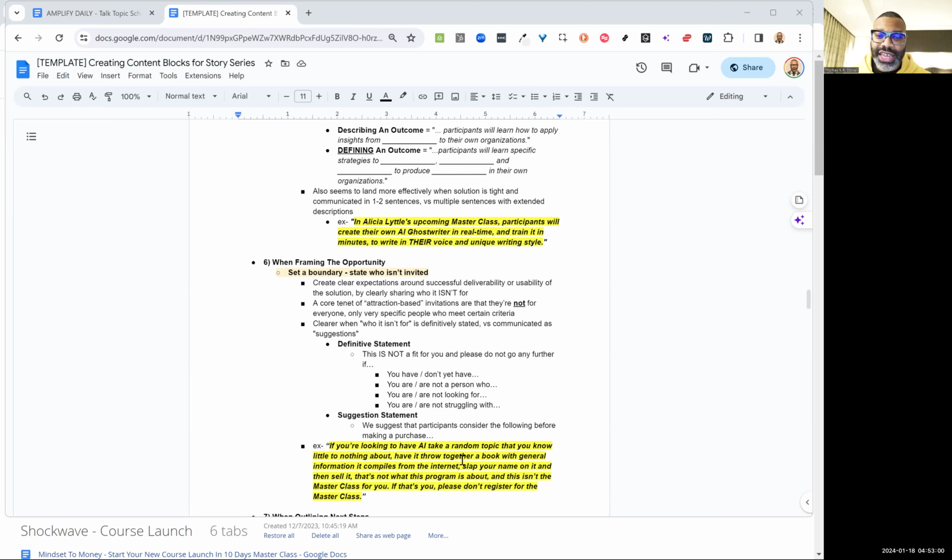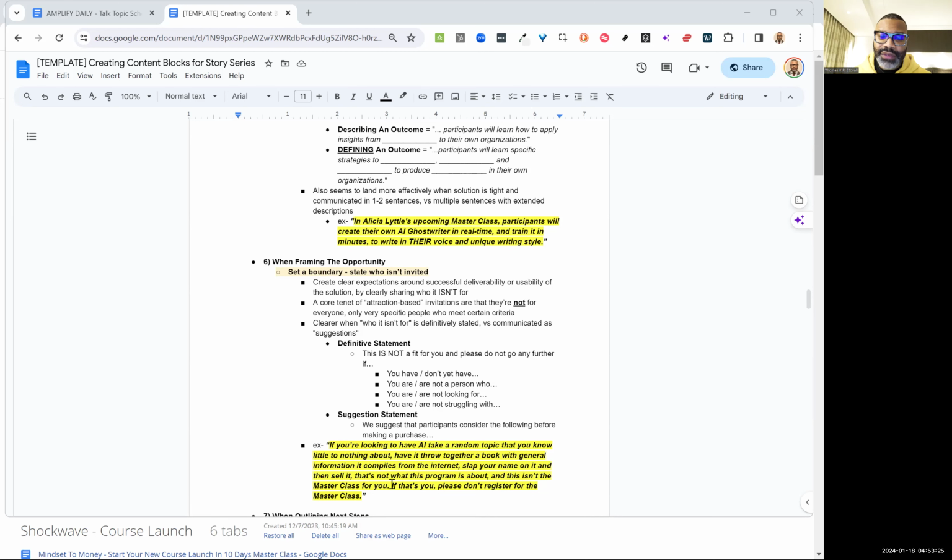A suggestion statement is, we suggest that participants consider the following before making a purchase. Well, suggestion statements aren't as compelling because just like they sound, they're a suggestion. They're not you saying, listen, don't take this action unless you are this person looking for this thing or this person not looking for that thing.